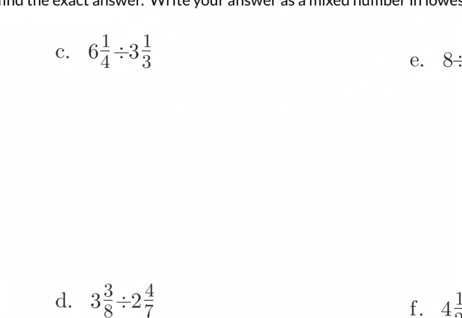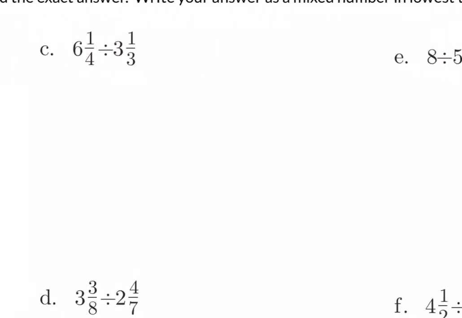All right, let's try some more. 6 1/4. If we estimate, 1/4 is smaller than 1/2, so I'm going to round down to 6. 3 1/3. 1/3 is also smaller than 1/2, so we're going to round down to 3. And if we divide, we get 6 divided by 3 is 2.